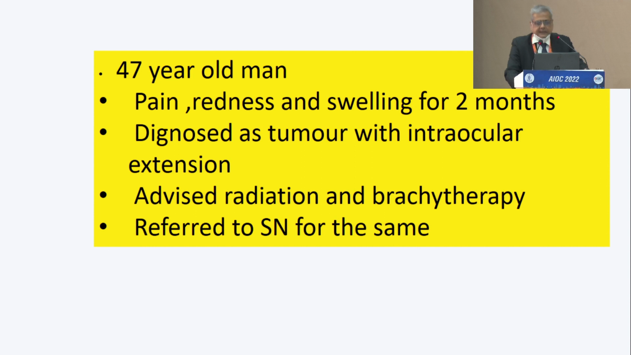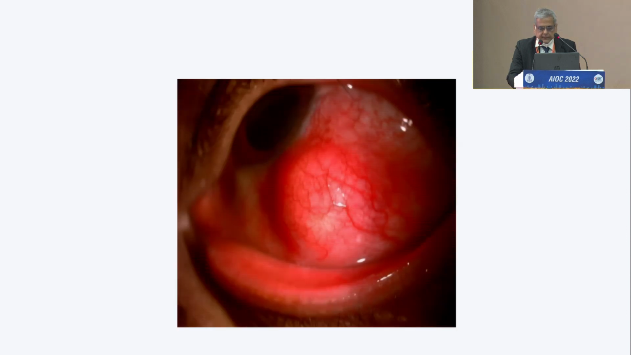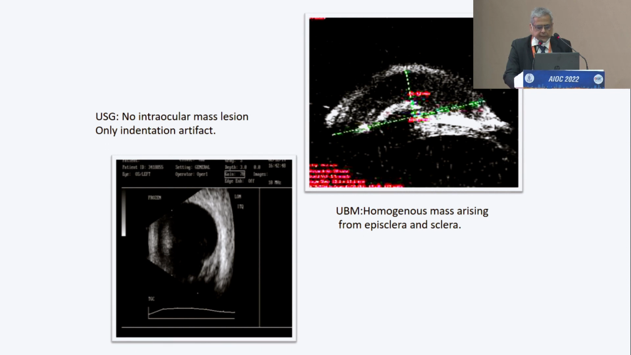Case 3 is a 47-year-old gentleman with pain, redness and swelling for 2 months, diagnosed as tumor with intraocular extension. Radiation and brachytherapy were advised, and he was referred to our institute for the same. When I looked at it, I found something different. It doesn't look like a tumor. I did an ultrasound to see whether there was intraocular extension. Ultrasound biomicroscopy showed a homogeneous mass arising from the episclera and sclera.